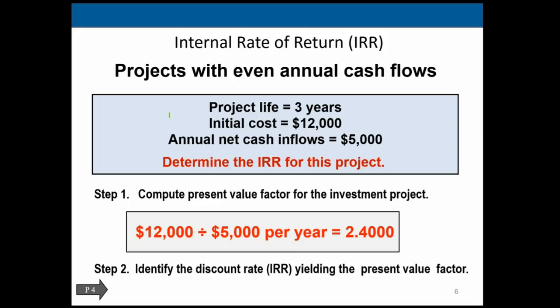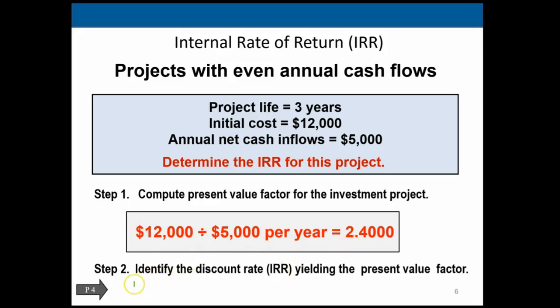So if we had the projected initial investment of 12,000, and the annual net cash flows were 5,000, again the 5,000 being even cash flows throughout the time period, then we can determine the internal rate of return for this project. How? Step 1, compute the present value factor for the investment project. So we're going to take the 12,000 divided by the 5,000 per year. That gives us the 2.4.